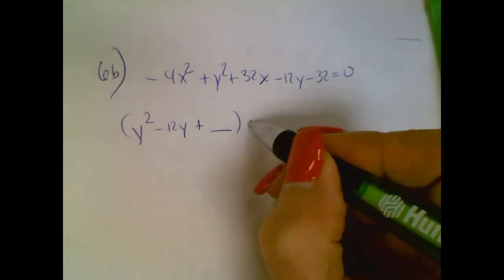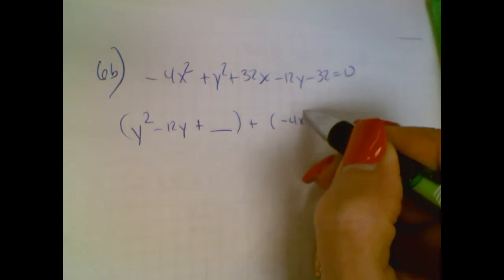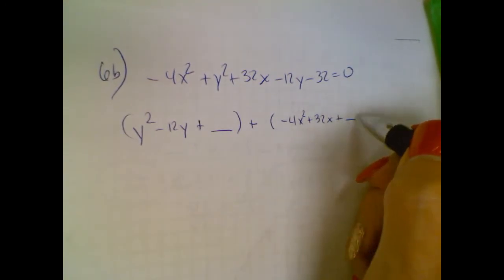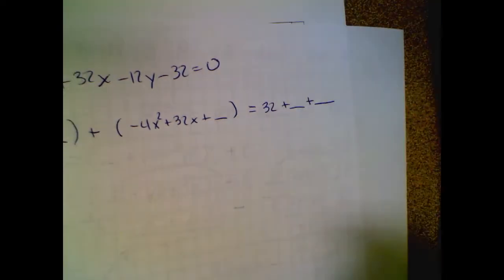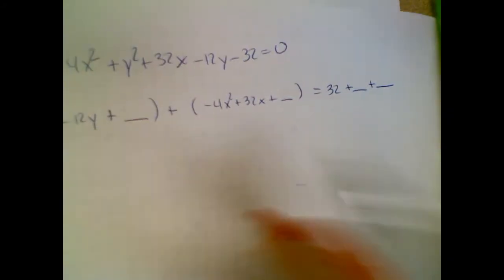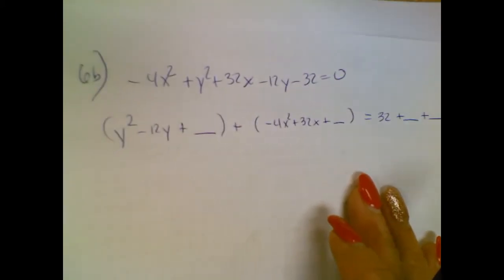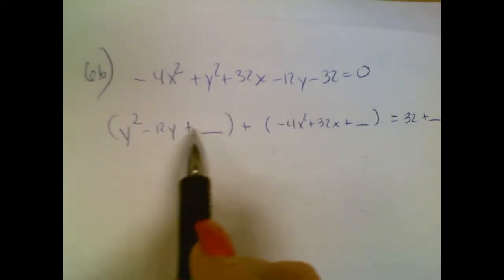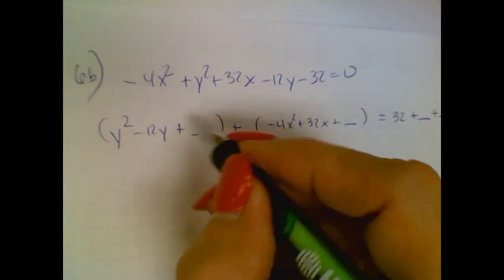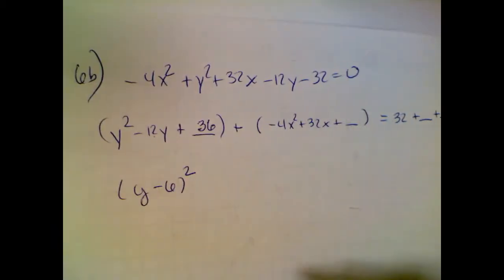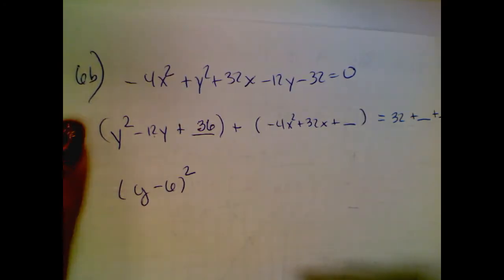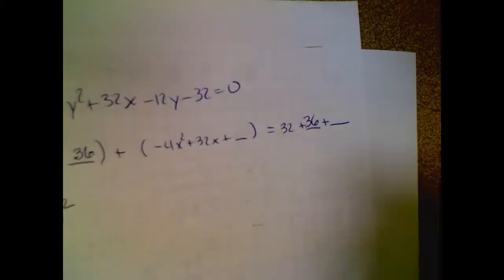Okay, you guys good with that? Now the x's, put a plus, and then negative 4x squared plus 32x plus blank, and then this equals 32 because we added 32 to the other side, because that 32 doesn't have an x or a y. Now, nothing needs to be done with the y's. There's no GCF. It's a 1. It's what we want. So we can start completing the square with this one right away. So half of negative 12 is negative 6. Negative 6 squared is 36. So this is going to be y minus 6 squared. And we are adding the 36 to the other side. There's nothing out front here.